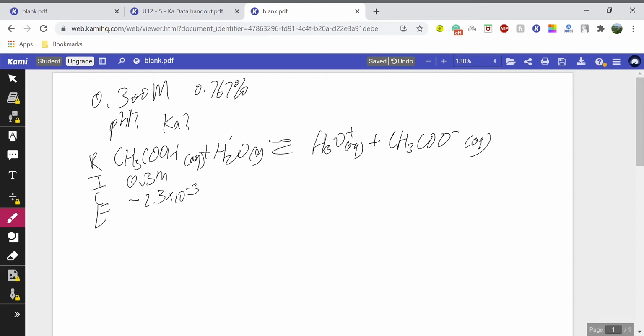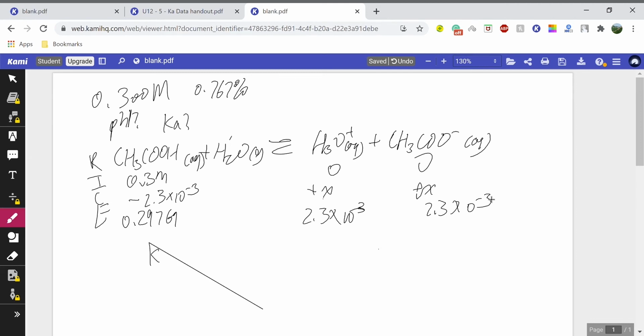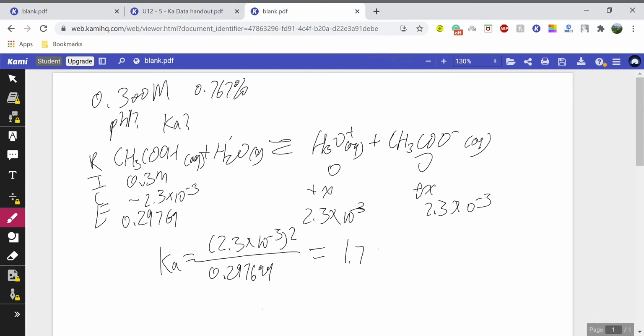So 0.3 minus that number will give you 0.29769. Now this is going to be 0 and 0 plus x. Since this is minus x, x will be 2.3 times 10 to the negative third, and the products are also 2.3 times 10 to the negative third. And what is the Ka? Ka is equal to x squared, 2.3 times 10 to the negative third squared, divided by 0.297699. That gives us an answer of 1.77.